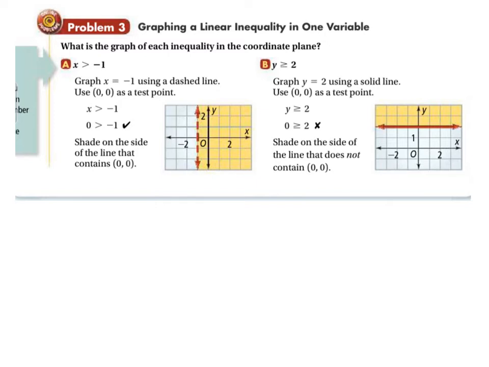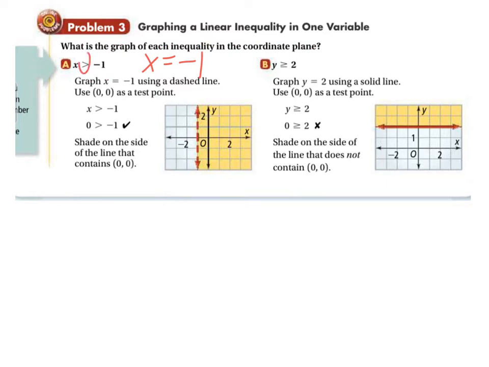Okay, it doesn't change. But we got to do some thinking. What is the graph of each inequality in the coordinate plane? So x is greater than -1. Okay, so here's what you got to ask yourself. And by now you better know what it means to graph x is equal to -1, right? So x, let's think about that. X is equal to -1.